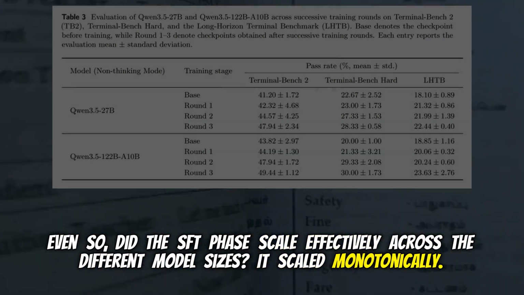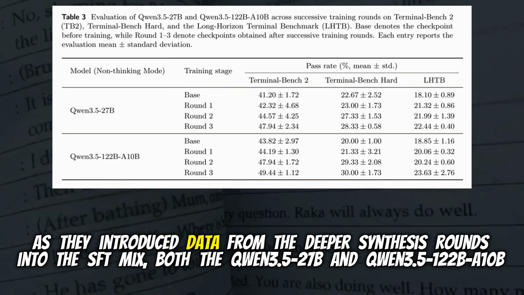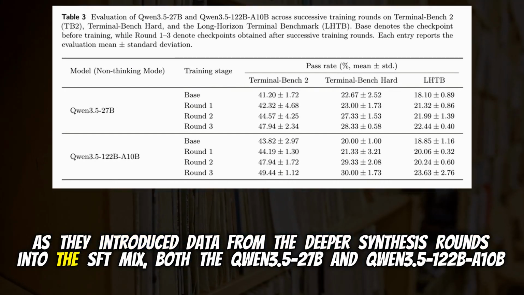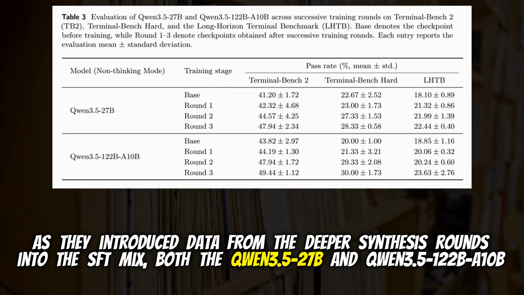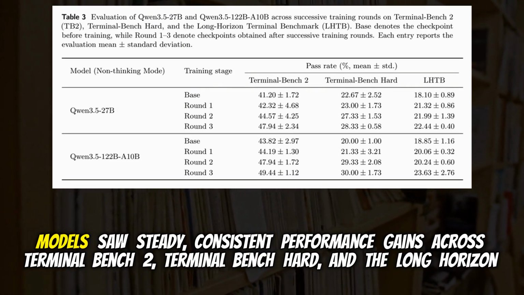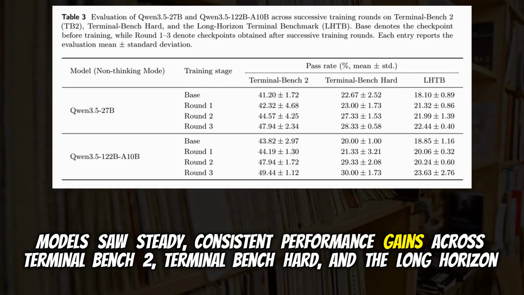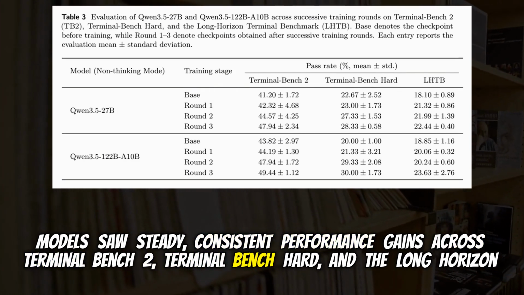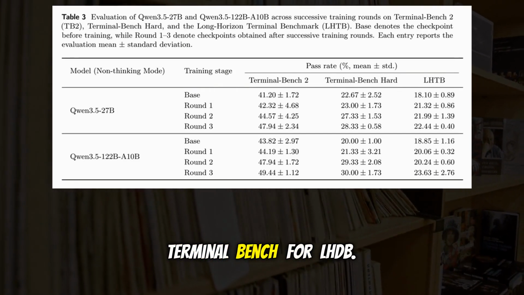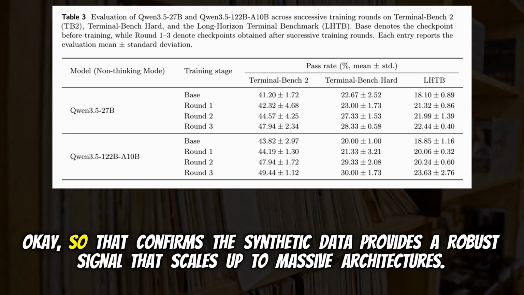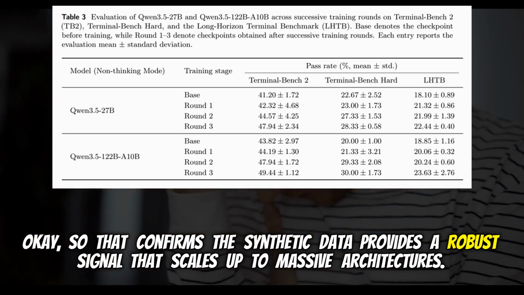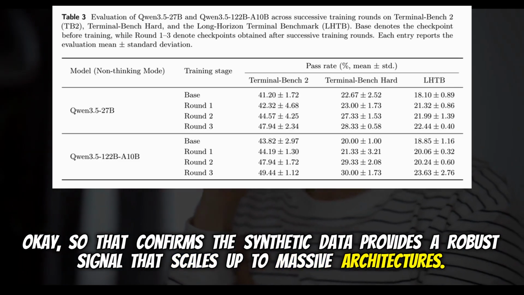It scaled monotonically. As they introduced data from the deeper synthesis rounds into the SFT mix, both the 27B and 122B models saw steady, consistent performance gains across Terminal Bench 2, Terminal Bench Hard, and the Long Horizon Terminal Bench, or LHTB. Okay, so that confirms the synthetic data provides a robust signal that scales up to massive architectures.